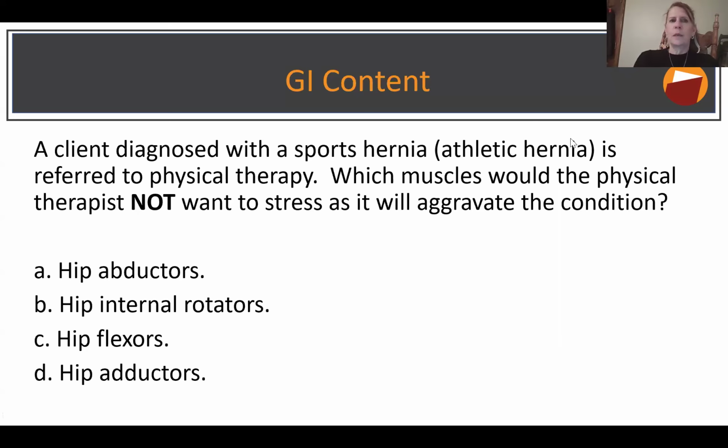All right, a patient is diagnosed with a sports hernia, or sometimes it's called an athletic hernia, referred to PT. Which muscles would the PT not want to stress because it's going to aggravate the condition?